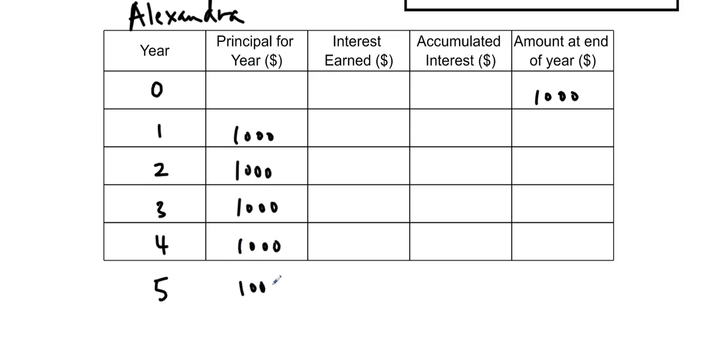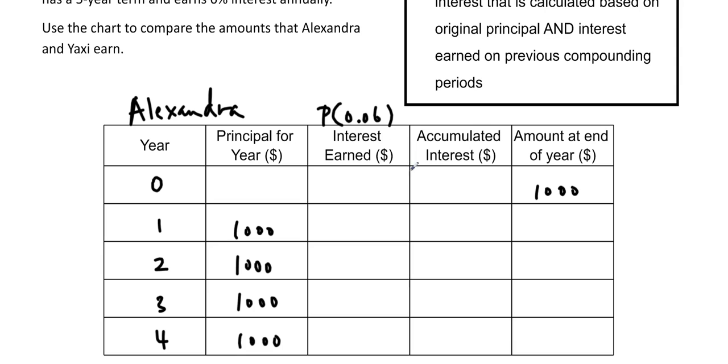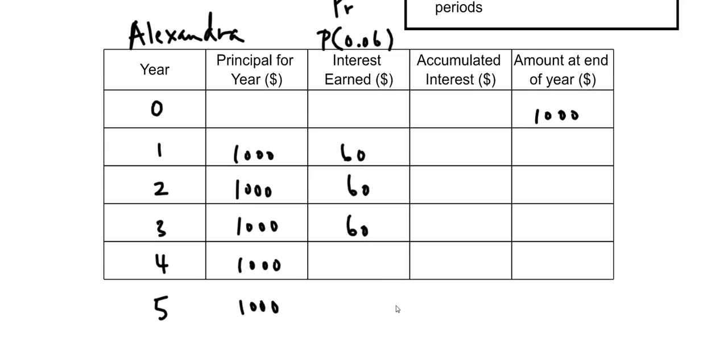And so the interest that is earned is going to be the principal times the amount of interest, so 0.06 in this case. This is what we call R, so we'll call this PR, with P being principal. So in year one, she's going to earn $60 of interest, and every year she's going to earn the same amount because she's only earning interest on the original principal.